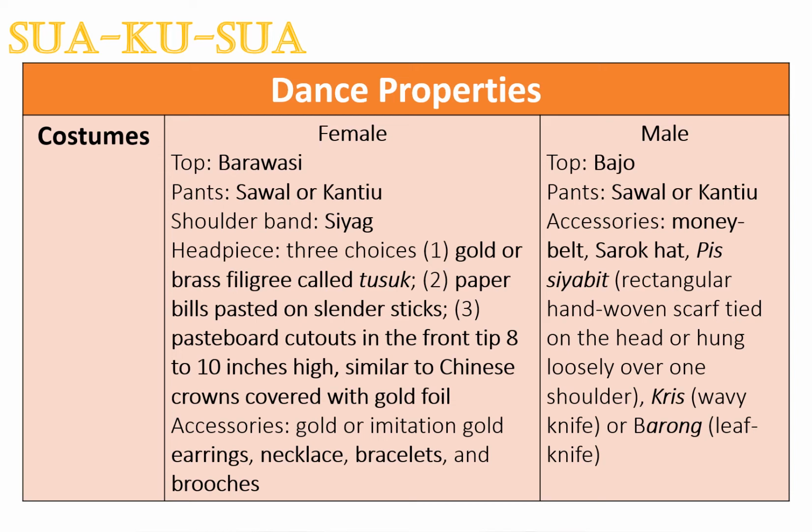Dance properties. For costumes, females wear barawasi for top, sawal or kandiyu for pants. They have a shoulder band called siyag. For their headpiece, they have three choices: gold or brass filigree called tusuk, paper bills pasted on slender sticks, pasteboard cutouts in the front tip 8 to 10 inches high, similar to Chinese crowns covered with gold foil. For accessories, gold or imitation gold earrings, necklace, bracelets, and brooches.